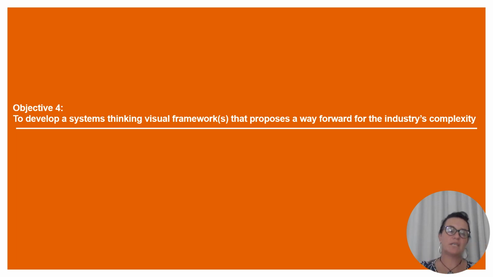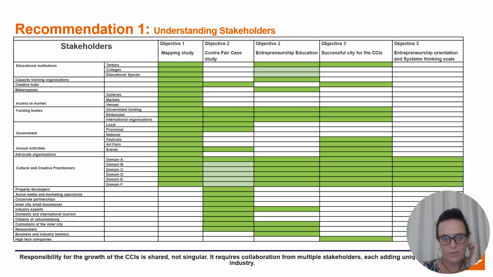So the final objective was to develop a systems thinking visual framework that proposes a way forward for the industry's complexity. First recommendation was having a better understanding of who the stakeholders are. When you're working within a distributed network, it is not 3 people sitting around a boardroom making decisions for the industry. There are multiple stakeholders, and they all have to be brought into the conversation if you want to move somewhere.